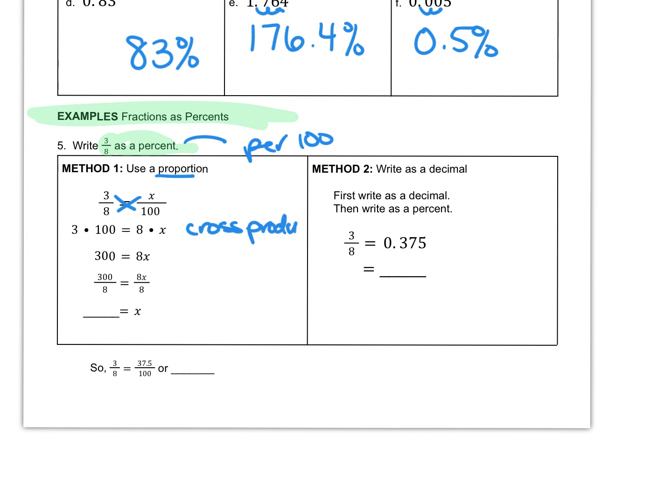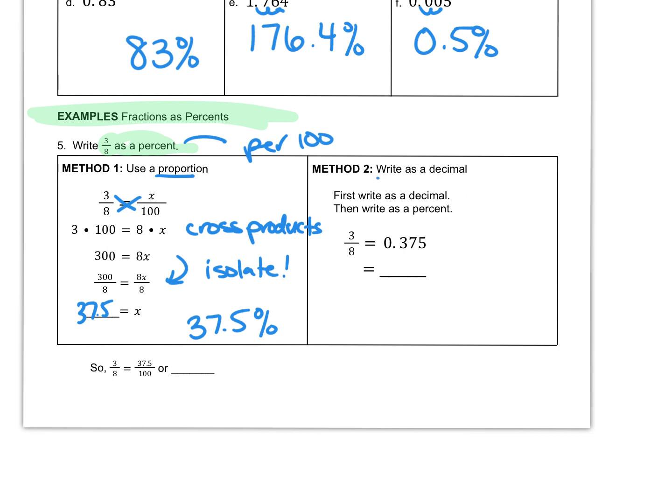And then using isolating the variable to divide by 8. And here we get 300 divided by 8. You are going to get 37.5. Since it's a percent, you should have 37.5 per 100 or per cent.